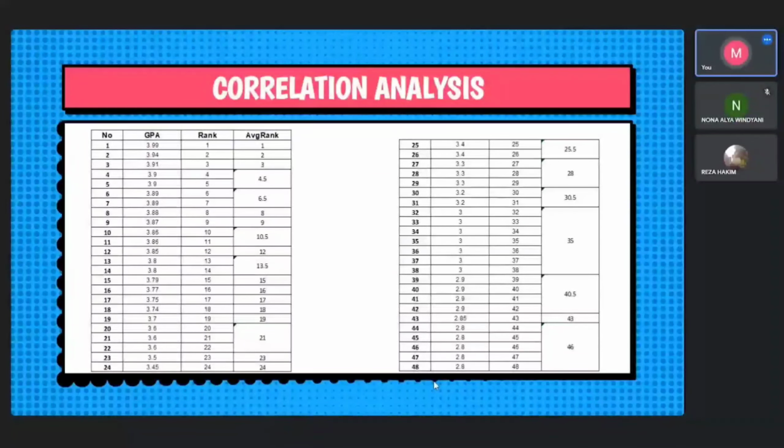As for the GPA, we first rank from the highest to lowest values, and we calculate the average ranks for the tied ranks. For example, numbers 4 and 5 have the same value, which is 3.9. Thus, we need to calculate the average rank, which gives us 4.5.